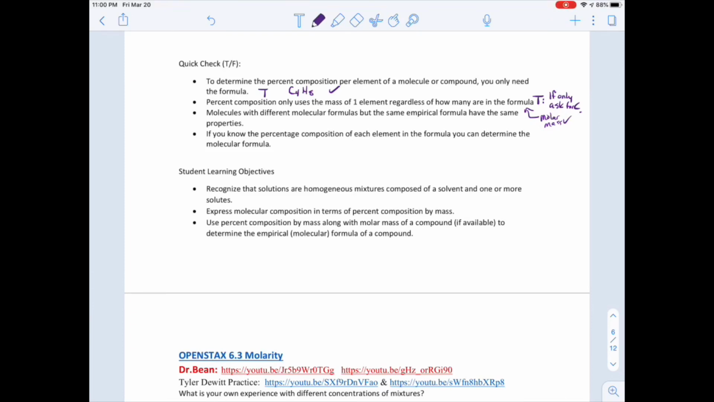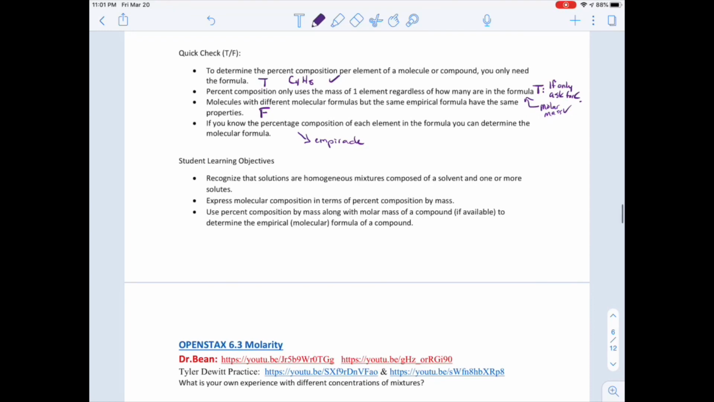Okay, molecules with different molecular formulas, but the same empirical formula have the same properties. That's false. The properties can be very different. And if you know percent composition of each element in the formula, you can determine the molecular formula. So the percentage composition, that's that first math thing. You can go back and look up the first math part. What that one gave was the empirical. Oh, I misspelled it, empirical. Is that right? Empirical. Yep, so there you go.